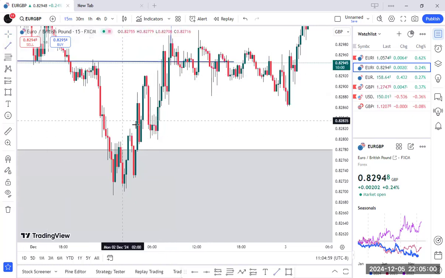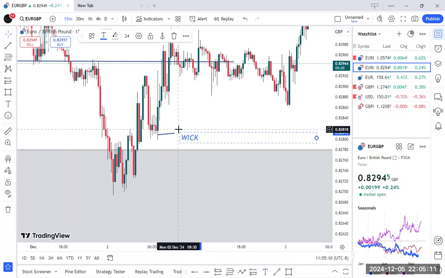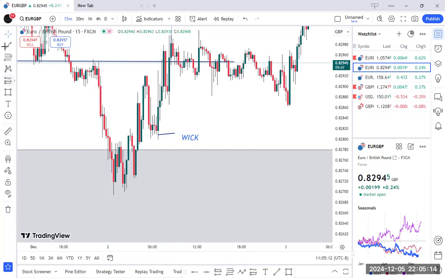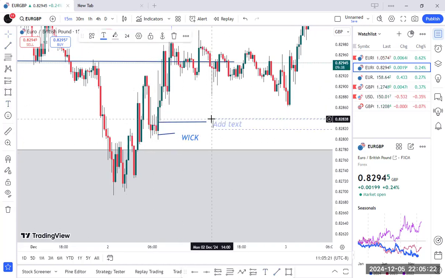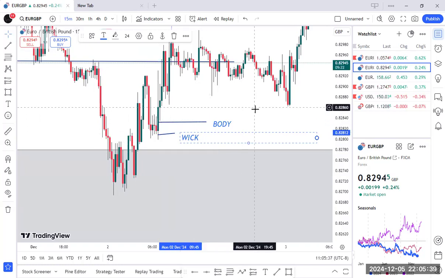This is called a wick. This is the wick which I circled there, which is called a wick of a candlestick. This is the body of the candlestick. It's called the body. This is the wick. Price always gives us a wick before continuations. And we'll have different types of candlestick patterns.